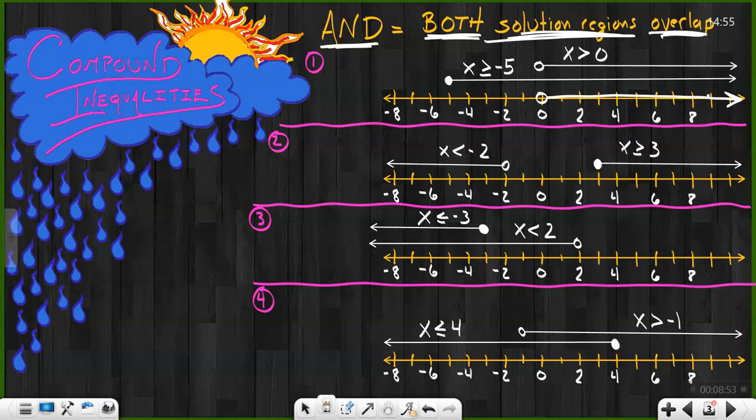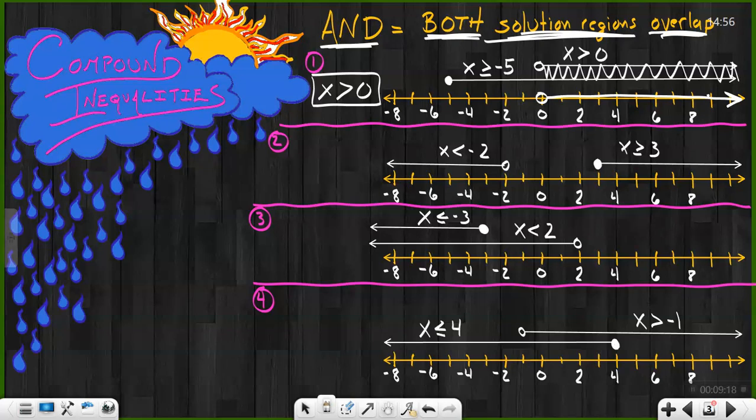So in this case here, a way to look at it is to know that "and" is looking for the overlap. Look at our two lines. They overlap right here. That region represents my solution region. Everything from 0 on, but not including 0. It's an open circle, so there's no overlap at 0 technically. All right, so this one would boil down to x is greater than 0. That would be the way to simplify that.